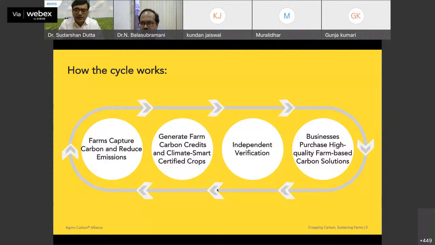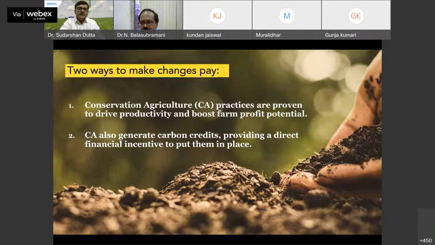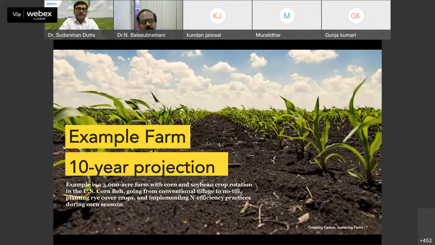So basically, we are providing the carbon solutions to high quality farms and to the smallholder farming system as well. So basically, two ways that we are taking part in this. One is the conservation agricultural practices, which have proven productivity boost and farm profit potential. I didn't need to mention this again because the audience all know about these things. And CA generates the carbon credits, which is the second part, which basically provides the financial incentive to the farmer. I will give you some examples from the US, because in India we have only started working, and I will give you some examples of our work in India.